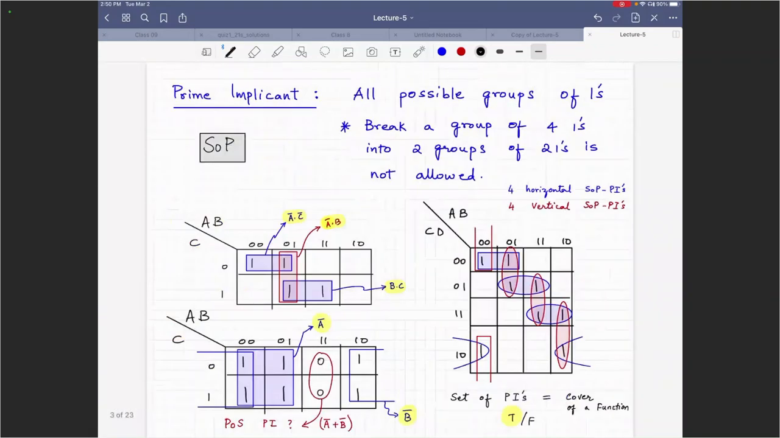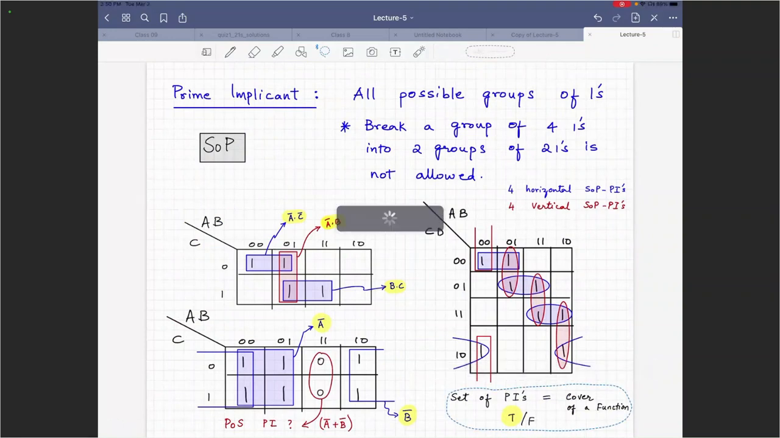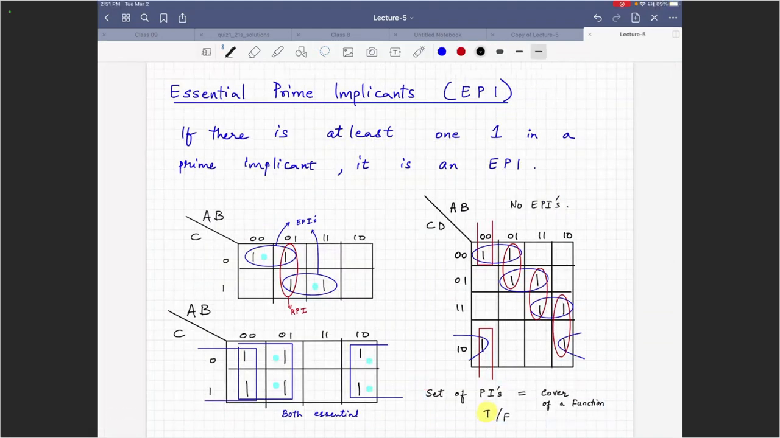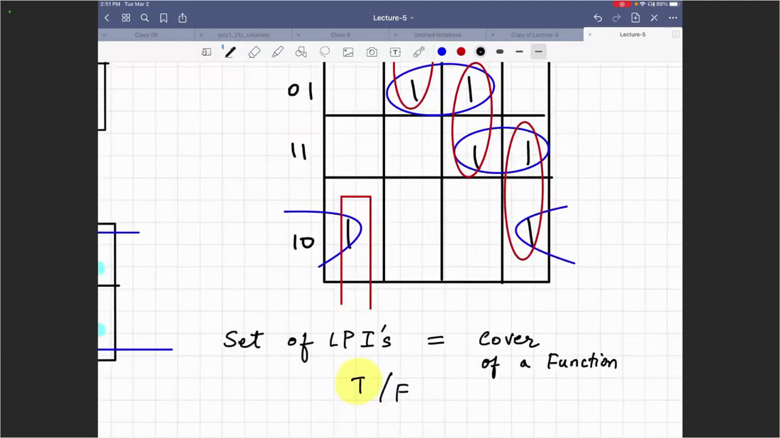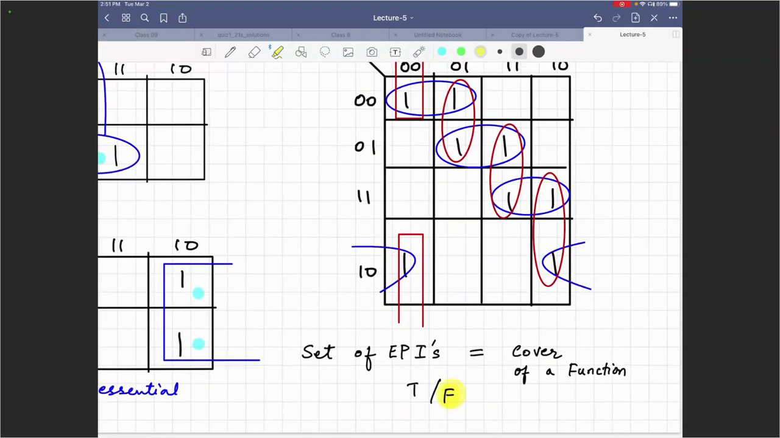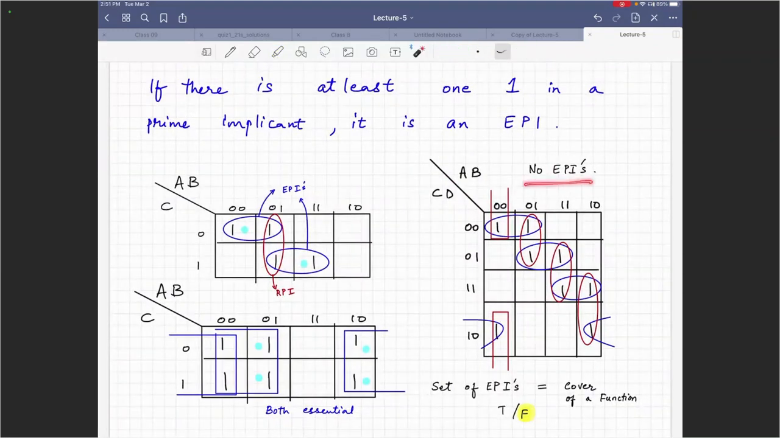In other words, the set of EPIs, let us ask this question again. But in this case, we will try to modify the question because we are focusing on the EPIs now. The question is slightly different. The question is, set of EPIs equals cover of a function, true or false? False, yes. So now it's going to be false because it is possible that you have no essential prime implicants.